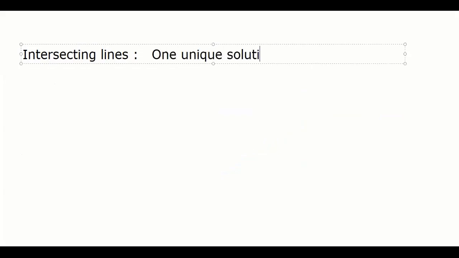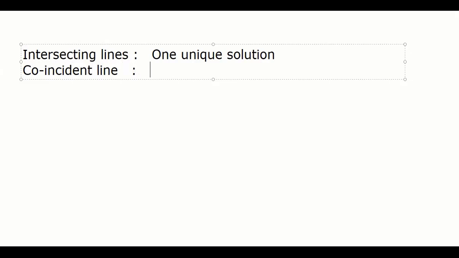Intersecting lines. Everybody write this. अगर intersecting lines आ रही हैं, then it's one unique solution. If I am getting coincident lines, coincident मतलब कि एक के ऊपर एक, then it is infinite many solutions.